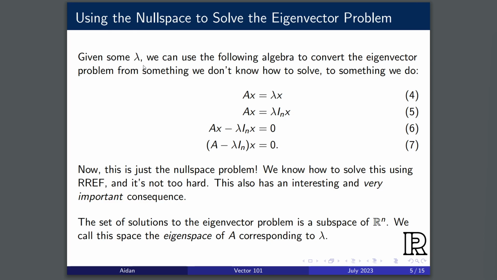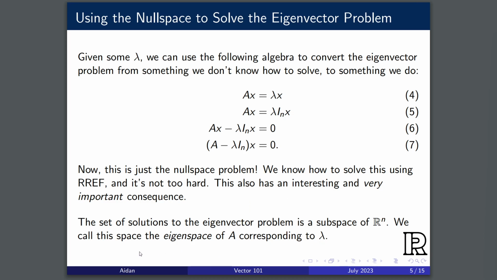So you can, given a lambda, just use the same techniques we've been using for null space computations to figure out what the eigenvectors are. And so we call this set, the set of all x that solve the eigenvalue problem Ax equals lambda x, we call those the eigenvectors of A with respect to lambda.